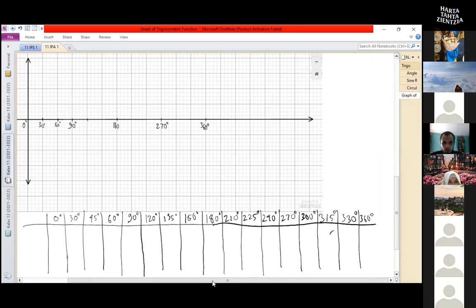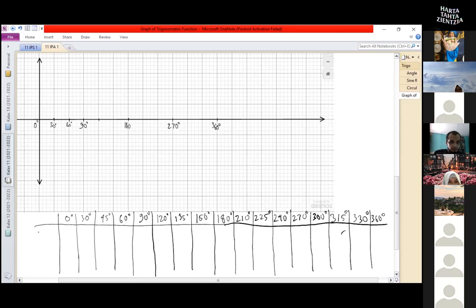Okay, so I'm going to plot the sine graph. So sine. So I'm going to plot the graph y equals sine x, ya. Y sama dengan sin x. So sine of 0 is 0. Setengah akar 2. Kemudian setengah akar 3. 1, setengah akar 3. Setengah akar 2. Setengah 0, ya. Kemudian negatif setengah.